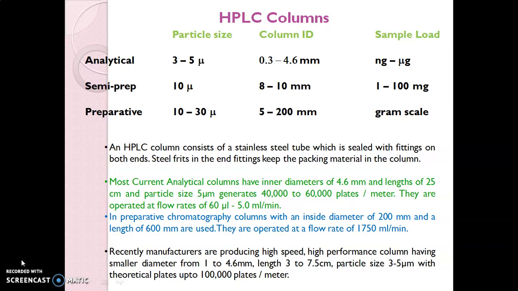But in the preparative column we are able to load more sample, that is in the gram scale. The particle size of the stationary phase is larger, that is 10 to 30 micron, and the column diameter ranges from 5 to 200 millimeter. So this is the column ID which is used.